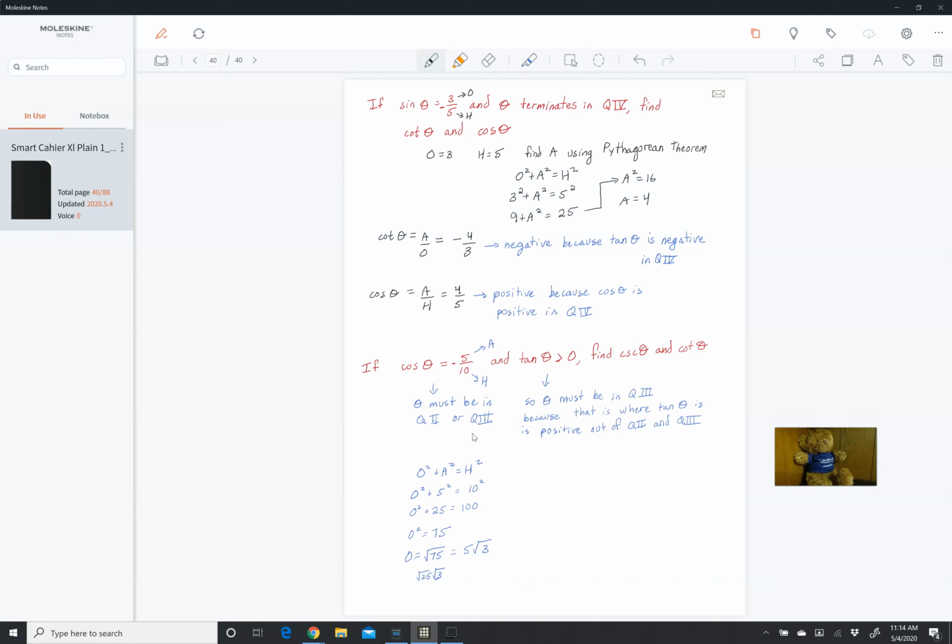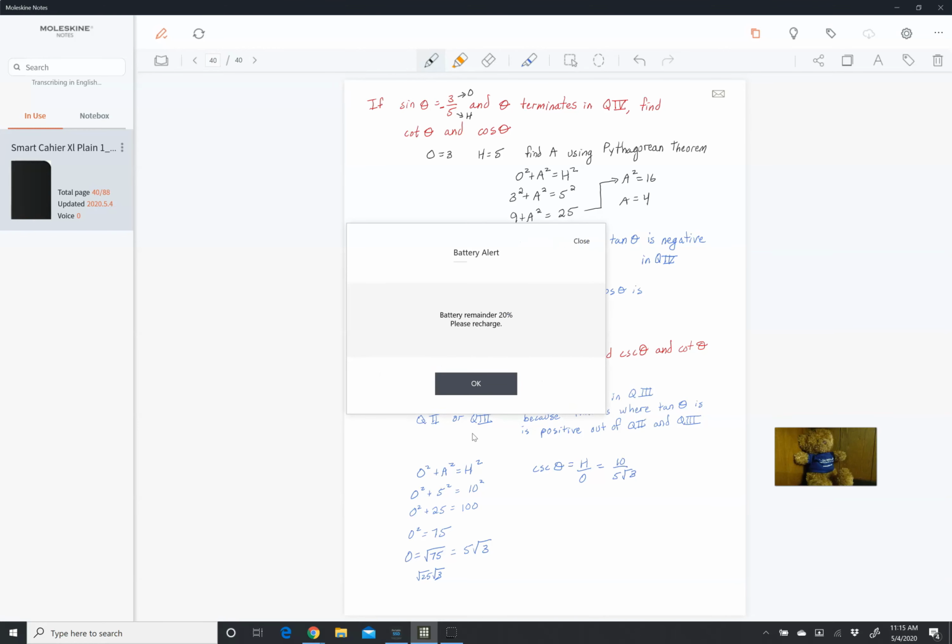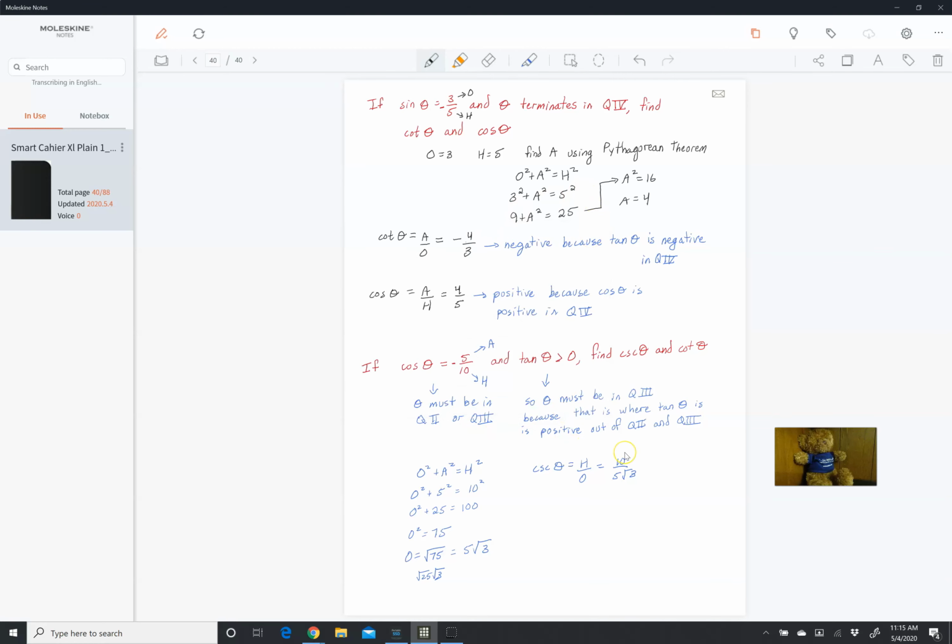You want to reduce it? You're going to have to reduce it anyway when you give your answers. Okay? So cosecant of theta. Well, cosecant is hypotenuse over opposite. And this is telling us it's 10 over 5 root 3. Now we can reduce this, okay? You can reduce it because 5 goes into 10 twice. So this becomes 2 over the square root of 3.